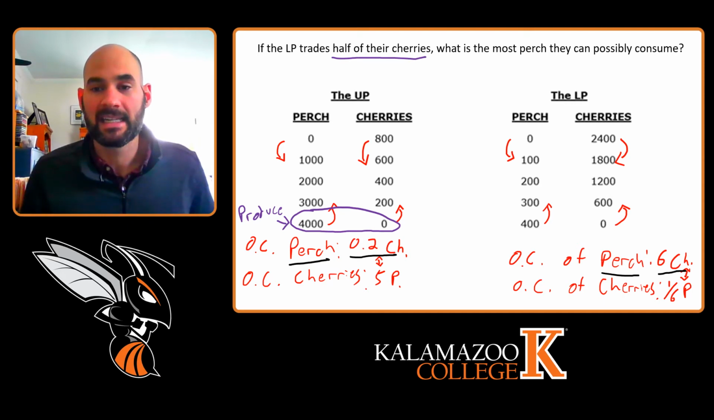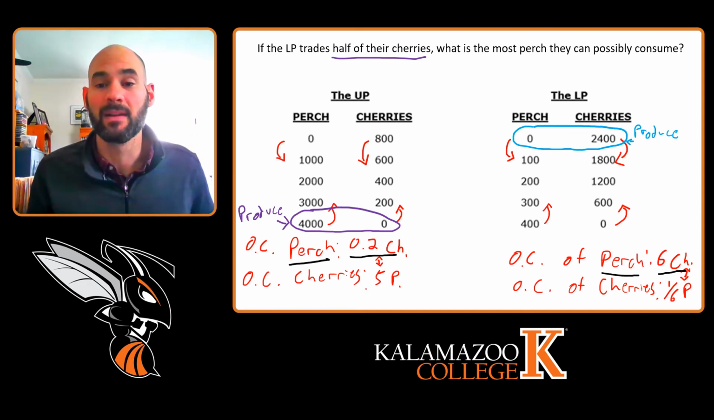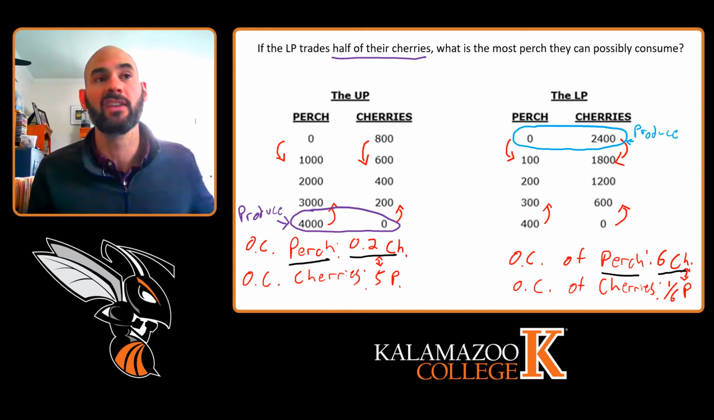Similarly, we can see that the LP has a comparative advantage in cherry production, that it only costs them 1/6 of a perch to produce a cherry, and it costs the UP 5 perch to make a cherry. So they're going to produce this allocation. Now, if they didn't engage in trade, this wouldn't make sense because they then would not have any perch, and we think that due to the law of diminishing marginal utility, we are variety-loving economic agents, that we want a combination of the two goods. And so trade is what allows us to rationally specialize according to comparative advantage.